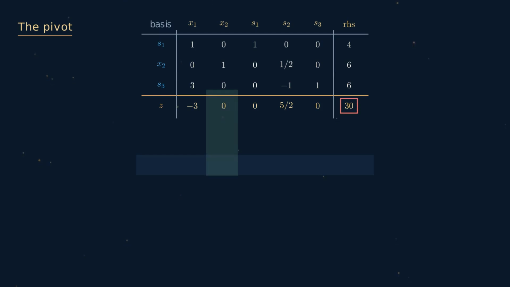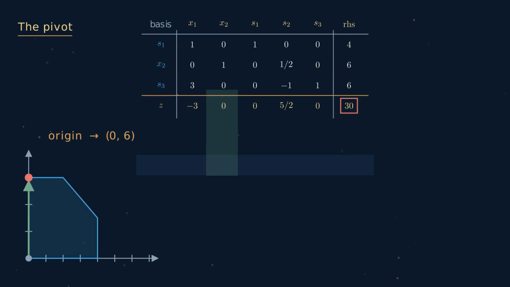x2 equals 6, s1 is still 4, s3 has dropped to 6, and the profit in the corner has jumped from 0 to 30. Geometrically, all that arithmetic did one thing: it slid us up the vertical edge, from the origin to the corner at 0 and 6. One pivot, one step of the walk.